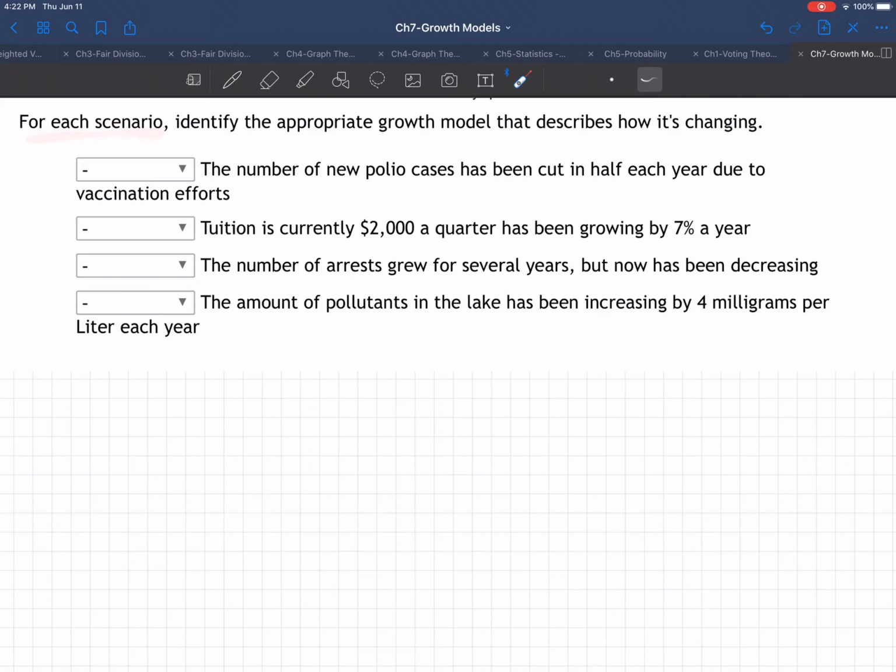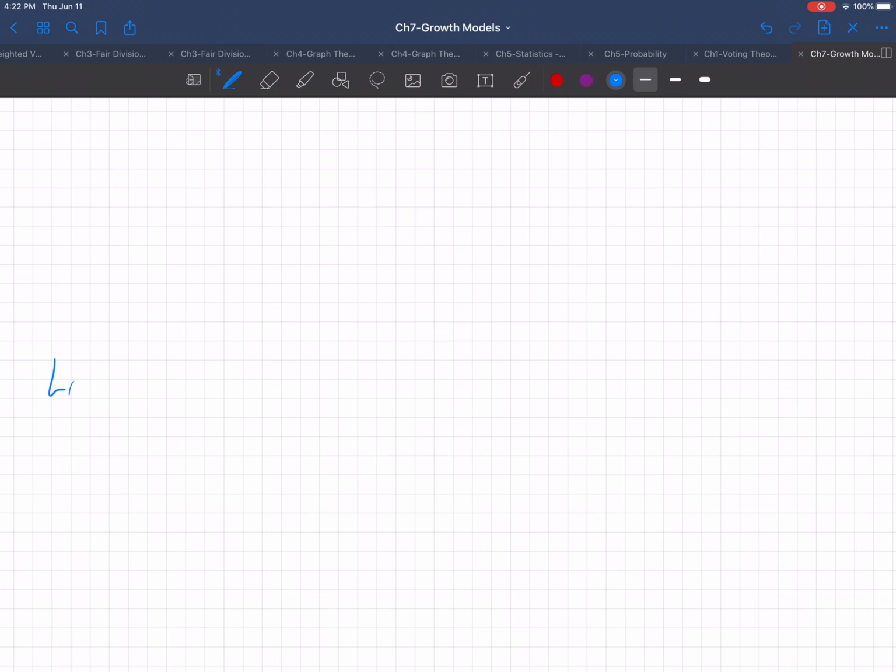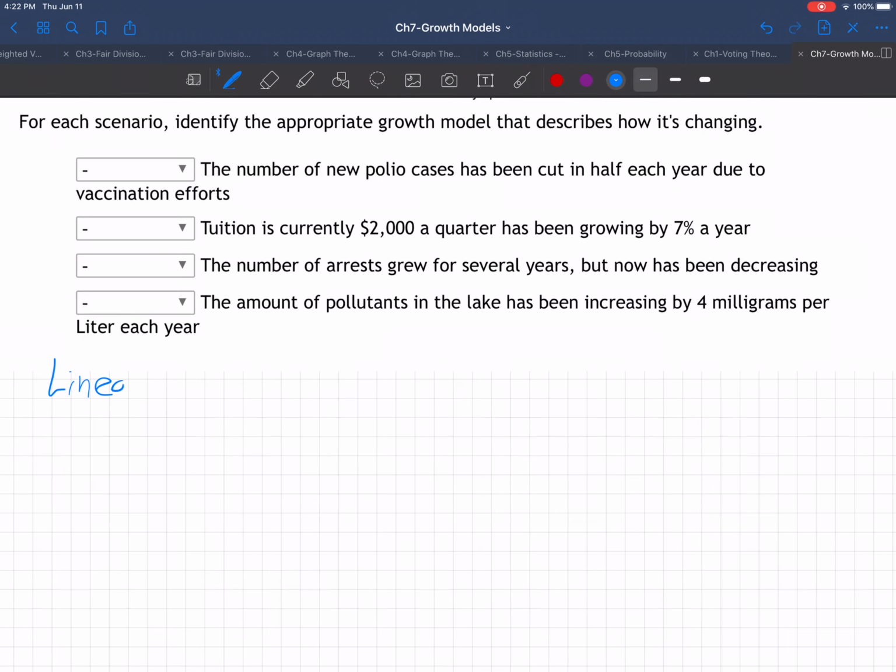For each scenario, identify the appropriate growth model that describes how it's changing. Okay, so the options here for each of these questions are linear growth. Let's talk about that one first. That'd be like if we started off with 10 rabbits and then it went up to 15, right?